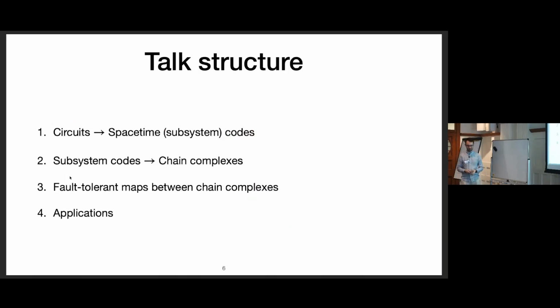So after that intro, here's an overview of the rest of the talk. I'm going to take you through this procedure I sketched. So we start from some circuit, we transform it into this subsystem code, then we take the subsystem code and represent it as a chain complex, and then we define these fault-tolerant maps. And then I'll end by talking a little bit about some applications that we did and some future ideas. And yeah, please, if you have any questions at any point, just interrupt me.